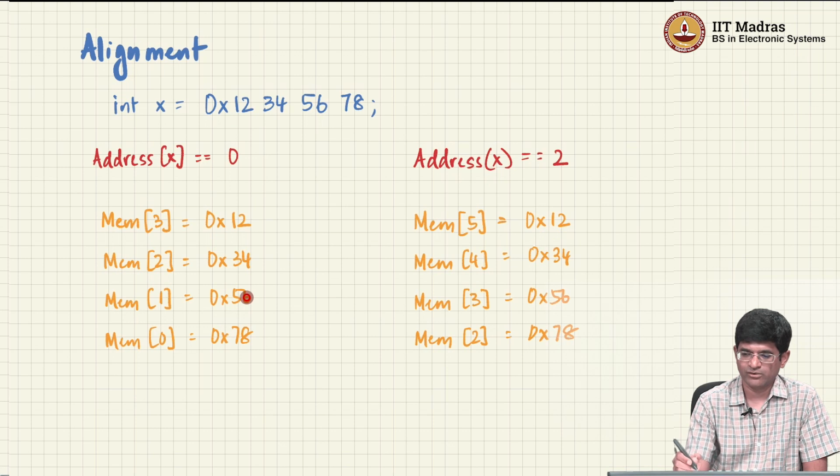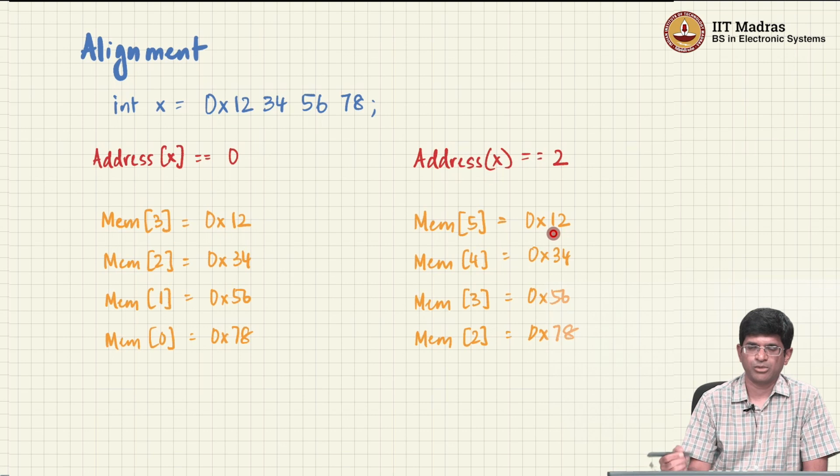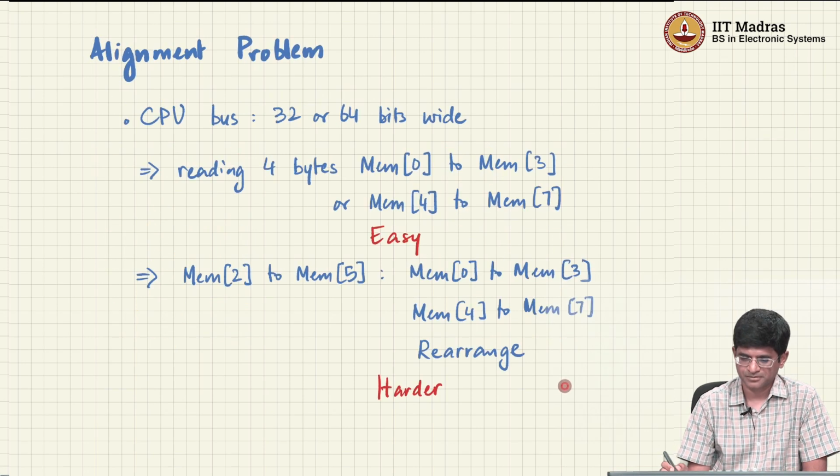Is it also possible for me to have another setup where the address of x is 2? What that would correspond to is that mem of 2 would have the least significant byte, mem of 3 would have the next one, and mem of 5 would finally have the most significant byte, that is 0x12. It turns out that this is a bit problematic.